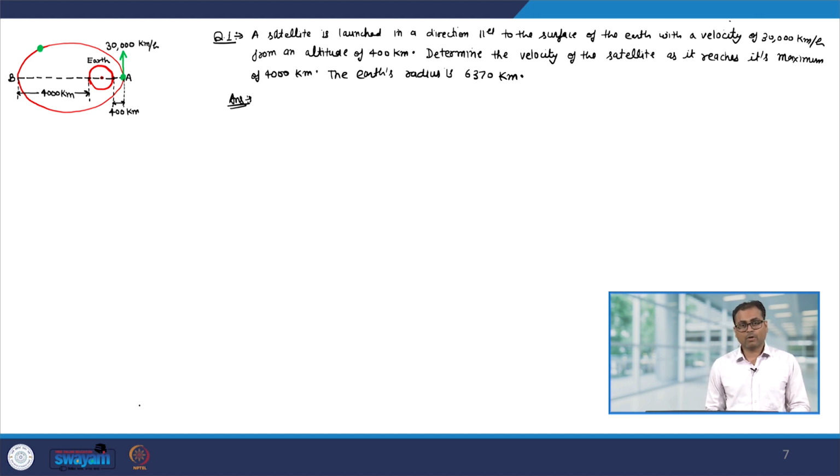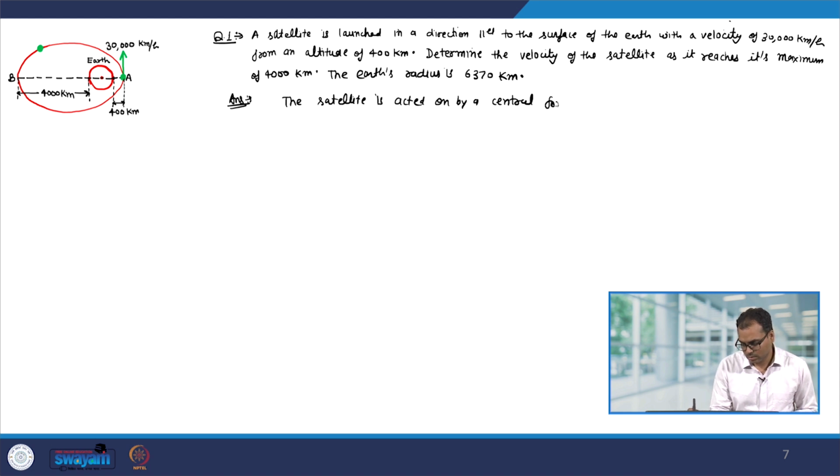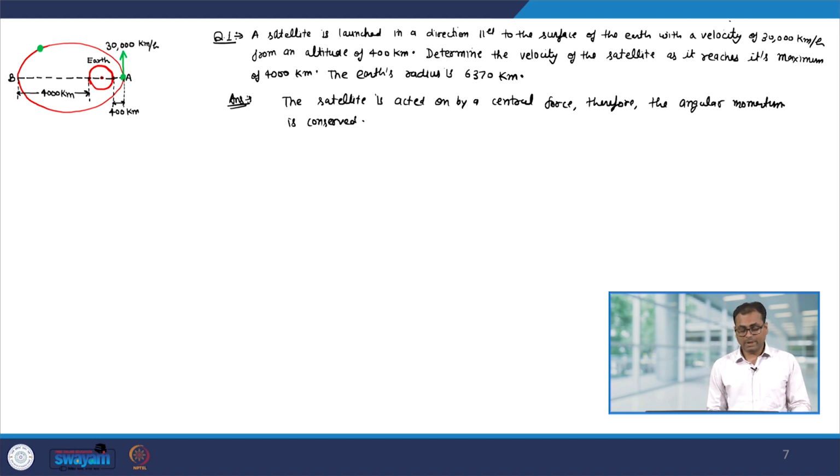Note that the satellite is performing a central motion, therefore, the angular momentum will be conserved. So, let me state that the satellite is acted on by a central force, therefore, the angular momentum is conserved. Angular momentum, as we have discussed, is the moment of momentum. Let us apply that at point A and B to find out the velocity at B. So, we have L, which is moment of momentum, RA cross mVA equal to RB cross mVB.